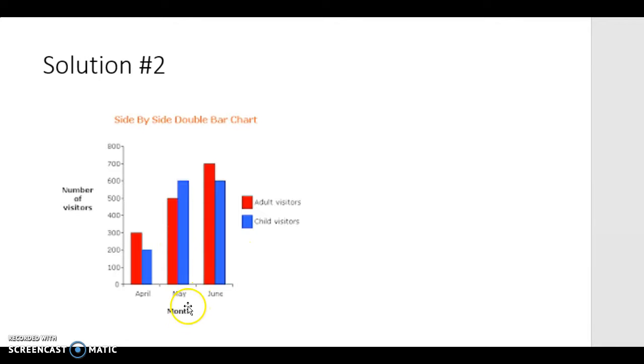double bar graph, and I'm comparing the adult visitors with the child visitors. I color coded it so I can check each month, and I correspond the height of the individual bars with the quantities on the y-axis, or the left hand side. So you can see, for April, I had 300 adult visitors and 200 child visitors. I might use that information to decide how much of my zoo I want to dedicate to children and how much I want to dedicate to adults, things like that.